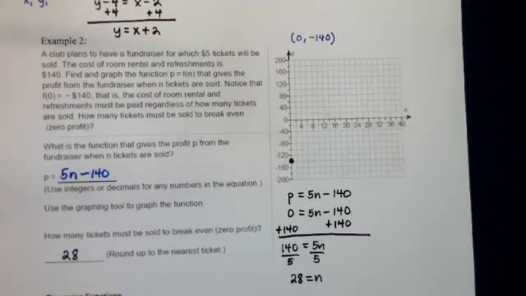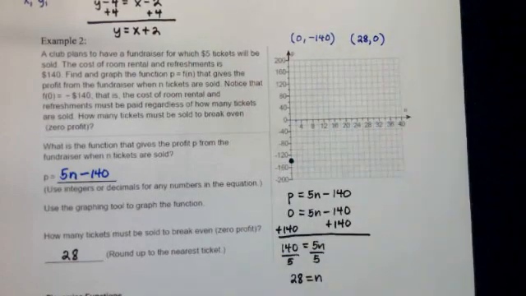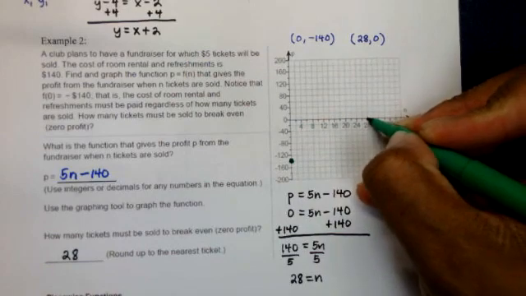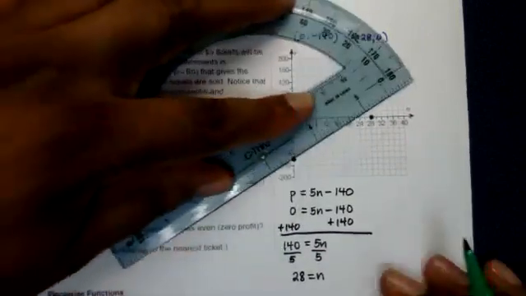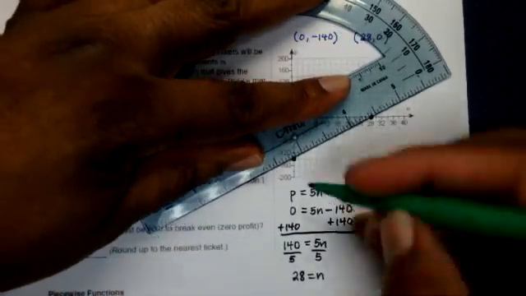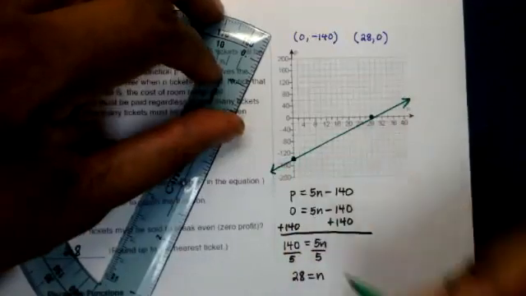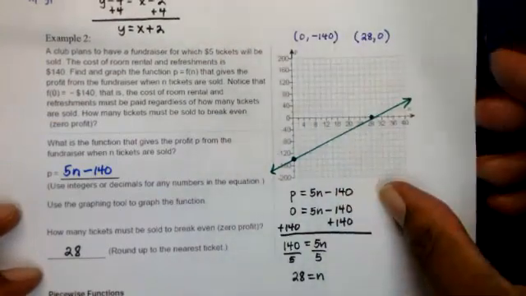Okay. Well, actually, that's another point on this graph. So the other point would be 28 and 0. So if I plot 28, 0 on the coordinate plane, you'll see that point would be on the x-axis. Okay, and this is enough points for me to draw the line of profit. So that's how we graph functions.